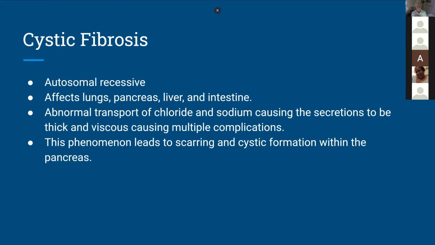All right, cystic fibrosis is autosomal recessive. It affects the lungs, pancreas, liver, and intestine. An abnormal transport of chloride and sodium causes the secretions to be thick and viscous, which causes multiple complications. This phenomenon leads to scarring and cystic formation within the pancreas.